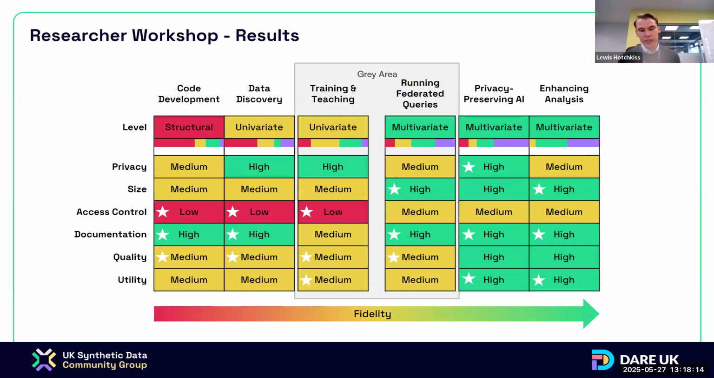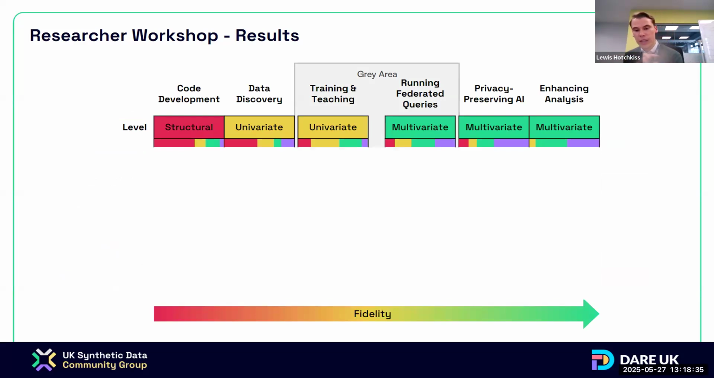Now, across all of these different use cases, we asked our researchers in the workshop, what level of requirements do we need for each of these different use cases? And this really gives us a good understanding of how we should be generating synthetic data to meet the needs of the users for these different areas. So if we have a look at the level of synthetic data needed, obviously for privacy-preserving AI and enhancing analysis, we really need these higher levels of fidelity synthetic data sets. But for purposes like code development and data discovery, we only need these lower levels of fidelity, where we only have structural information or basic univariate marginal distribution information.